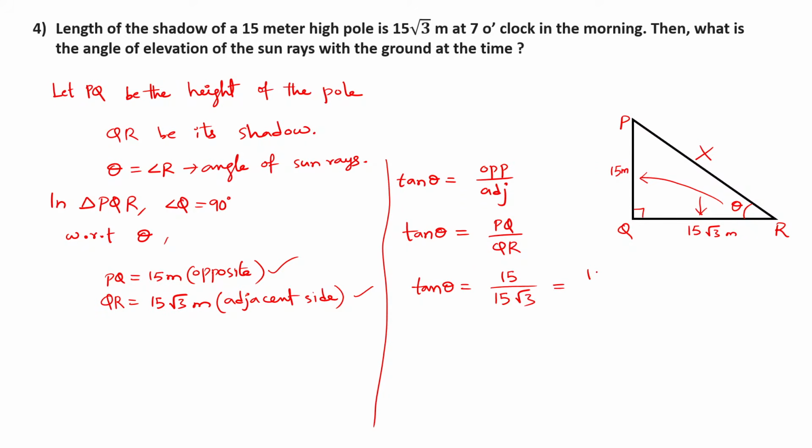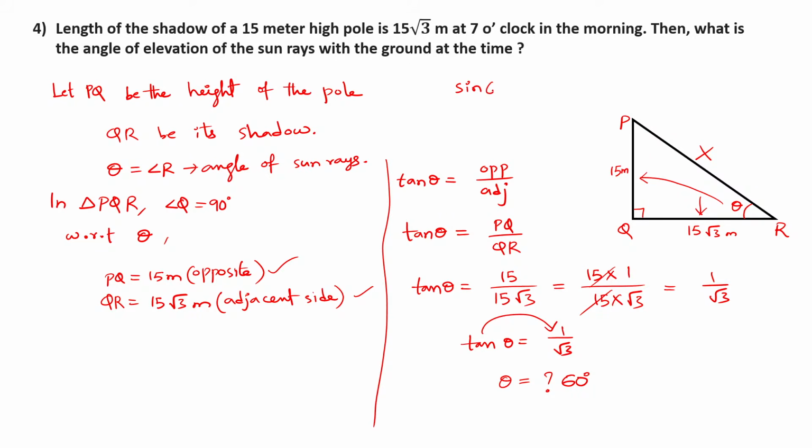This one I am writing as 15 ones are 15 and this one I write as 15 into root 3. Now 15 gets cancelled. What is left? 1 by root 3 is left. So finally we have tan theta is equal to 1 by root 3. So for what value of theta does the tan ratio become equal to 1 by root 3? If you check the trigonometric table, it will be exactly 60 degrees. Why? Because you see sine 60.